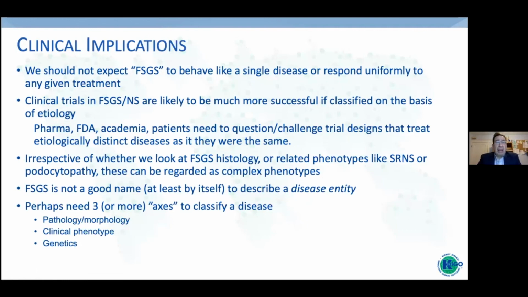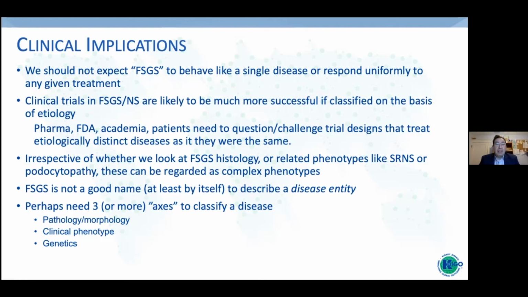So what are the clinical implications of all this? Well, we should certainly not expect FSGS to behave like a single disease or respond uniformly to any given treatment. I would argue that clinical trials in FSGS and associated diseases are likely to be much more successful if classified on the basis of etiology. And I think all of us, people in pharma, regulatory agencies, academia, and patients, really need to question and challenge trial designs that treat etiologically distinct diseases as if they were the same thing.